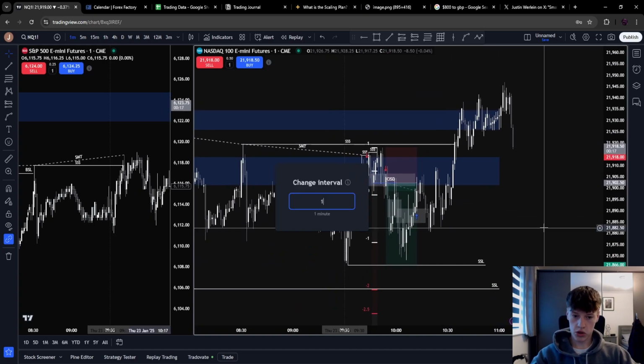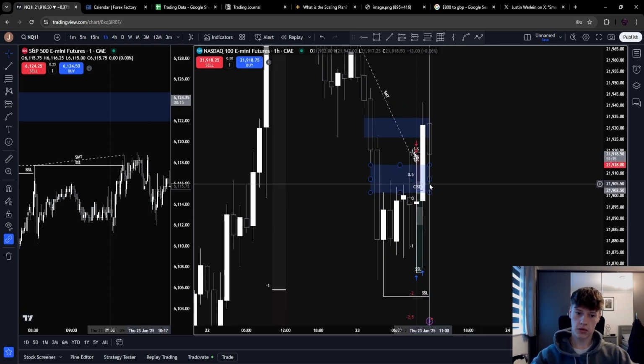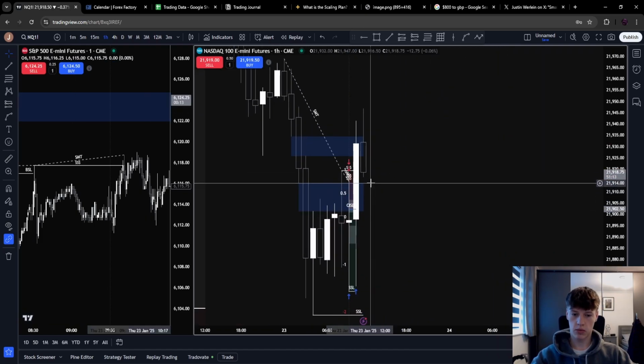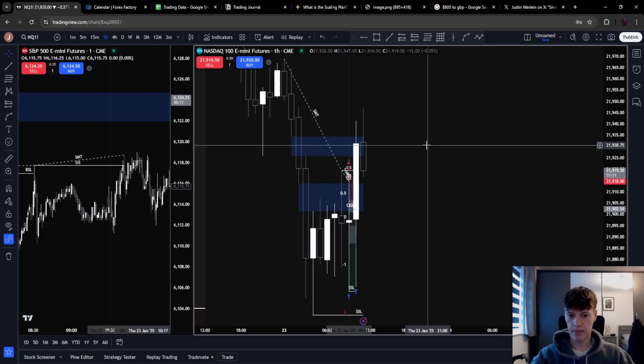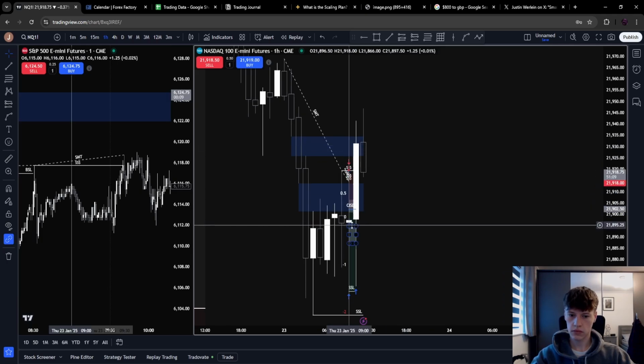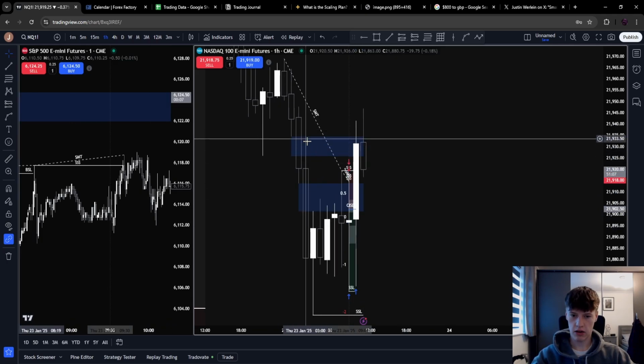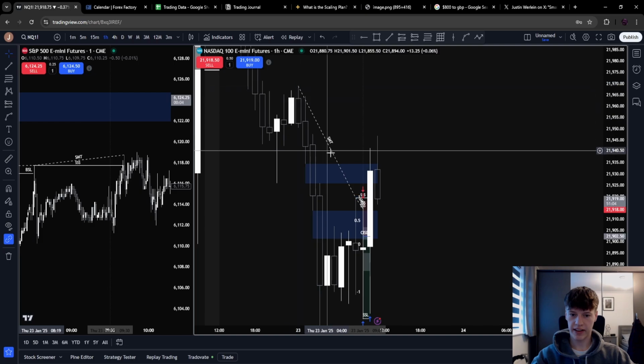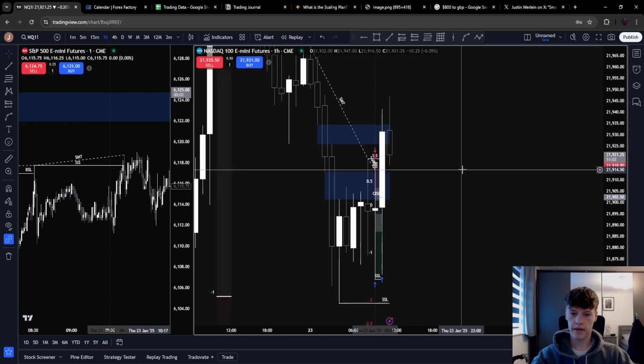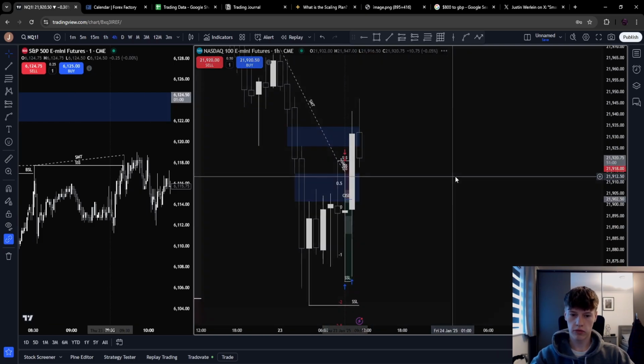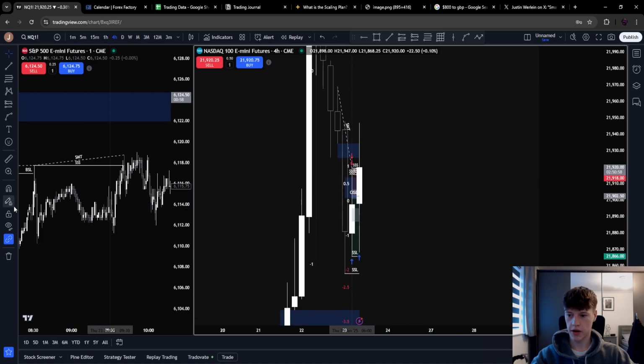Overall, my bias wasn't correct. The 10 a.m. candle on the 1 hour, which obviously you're mainly trading the 10 a.m. candle, moved higher into this 1 hour imbalance and has not invalidated this SMT yet, but it did move higher. So overall, obviously the bias was not correct.